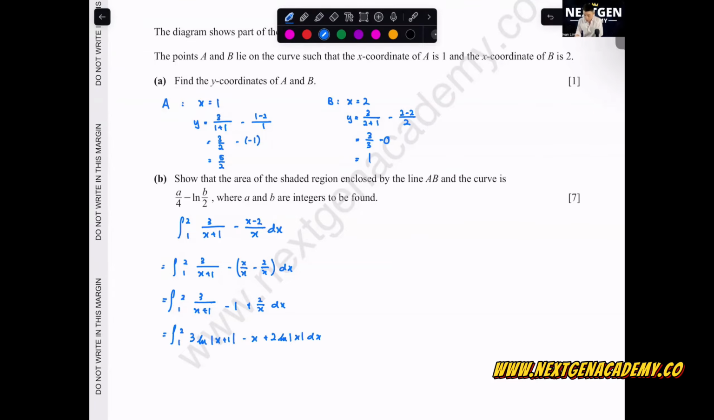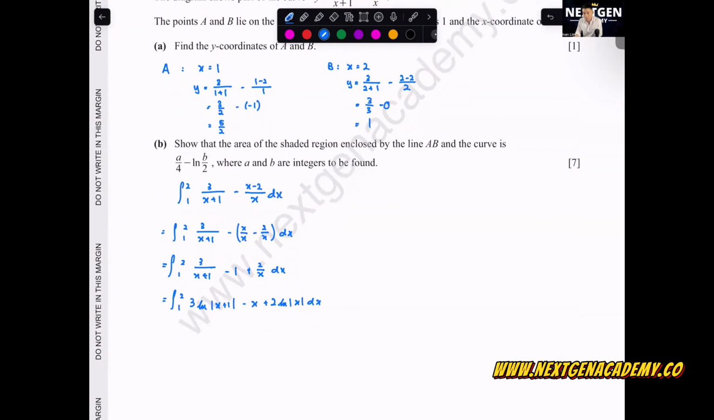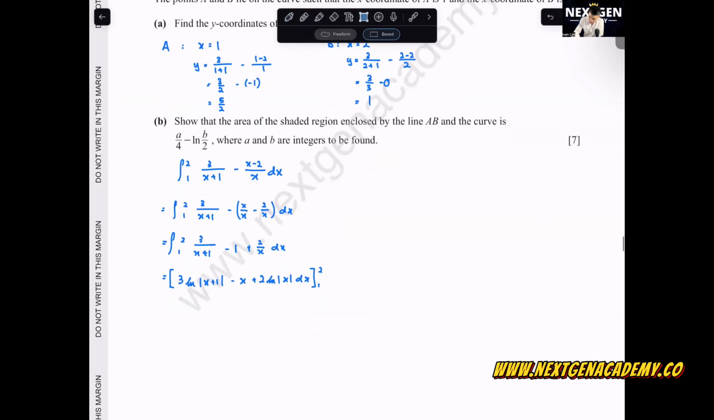Is it necessary to write the modulus? Actually, it depends. It only matters if you get a negative value inside when you substitute in the value, but this one won't be negative because it's plus. So we substitute. Oops, sorry, presentation all wrong. 1, 2. I just substitute straight away: 3 ln 2 plus 1, minus 2, plus 2 ln 2, minus 3 ln 1 plus 1 minus 1 plus 2 ln 1.